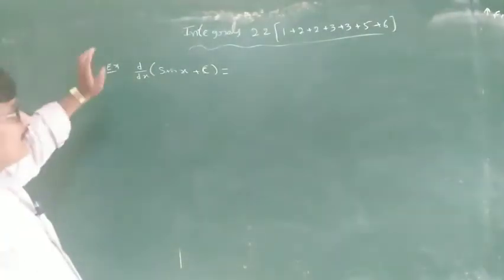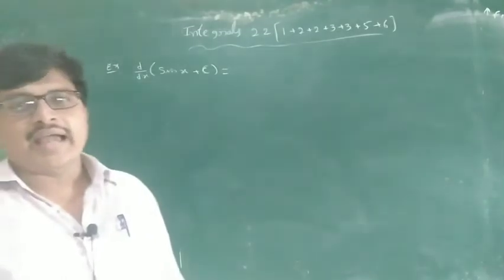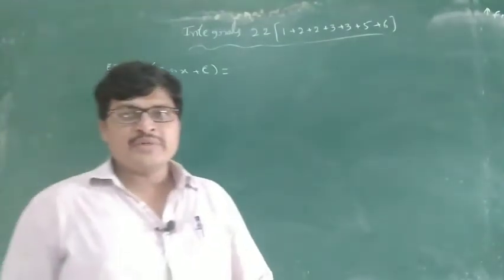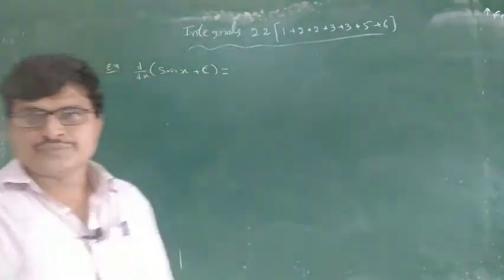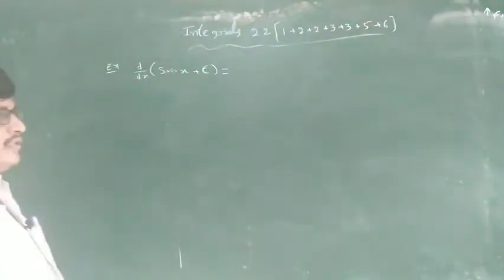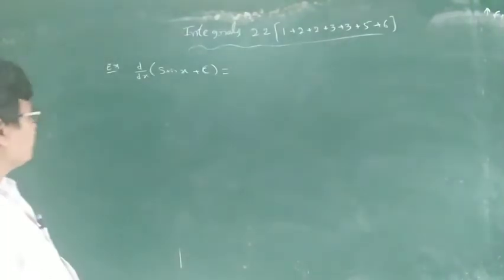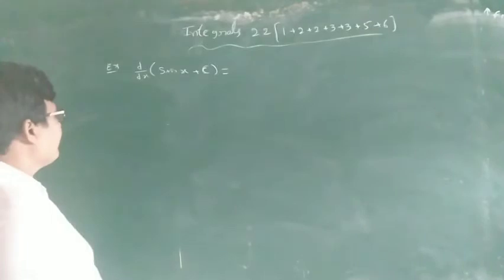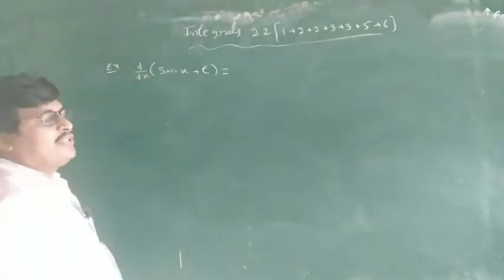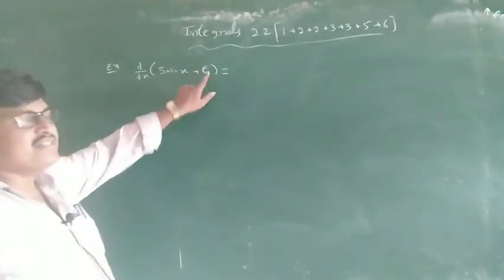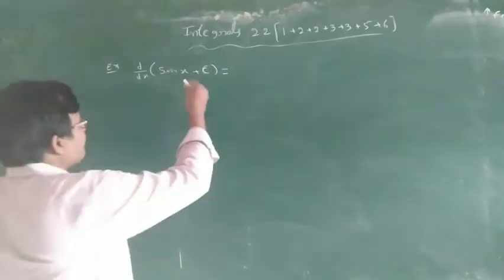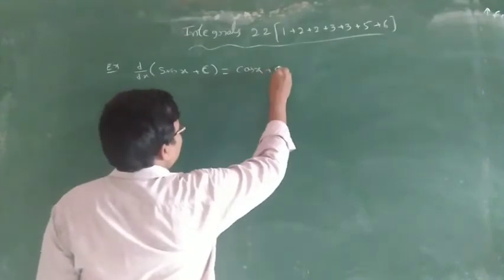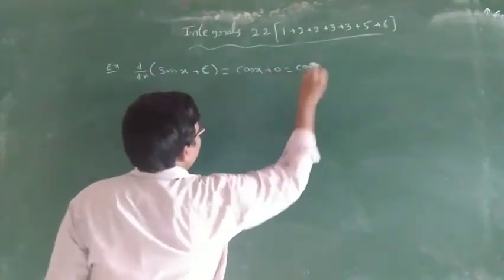So integration is the anti-derivative, which means reverse. Integration is equal to antiderivative. For example, the derivative of sin x plus c is cos x. Here c is a constant. The derivative of sin x is cos x, and the derivative of a constant is 0.